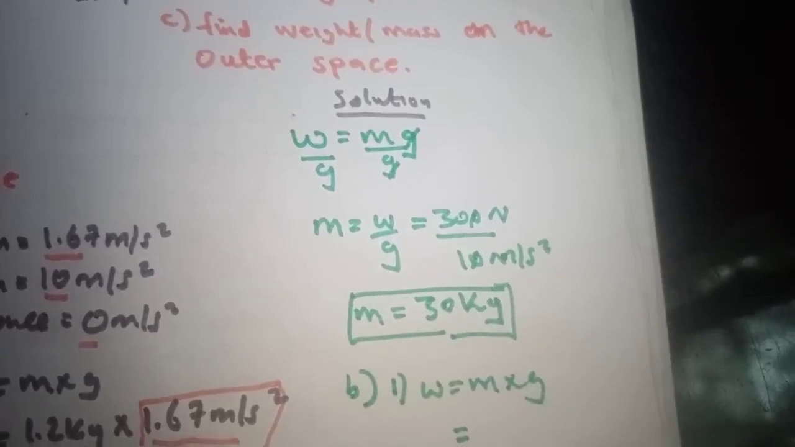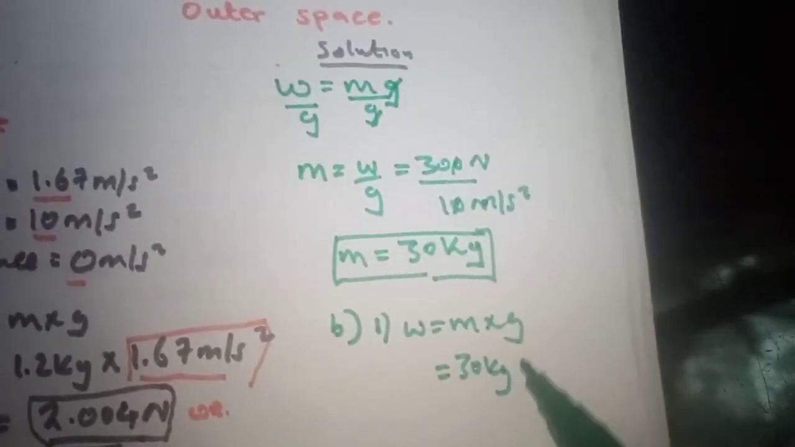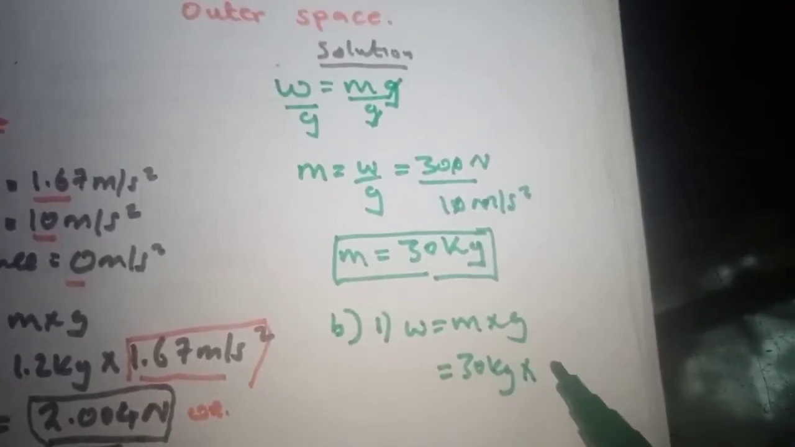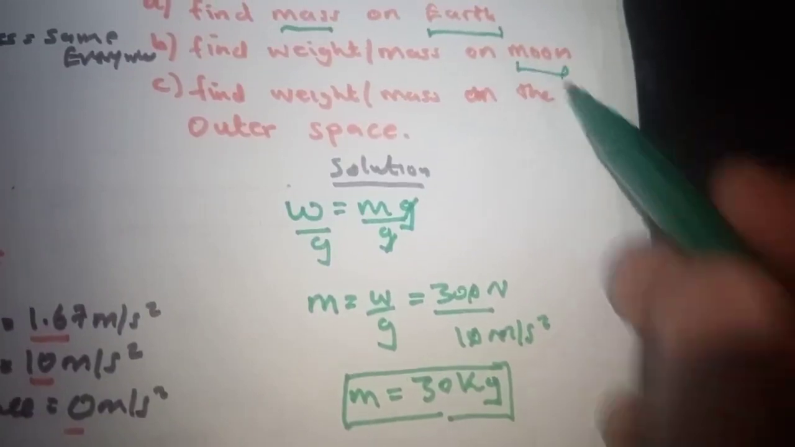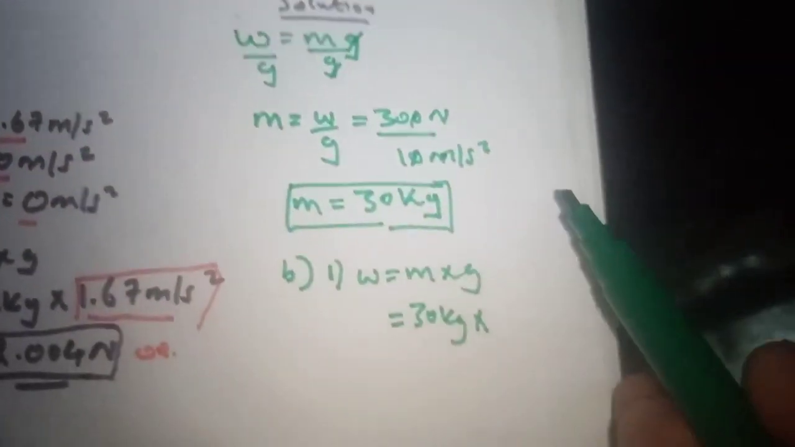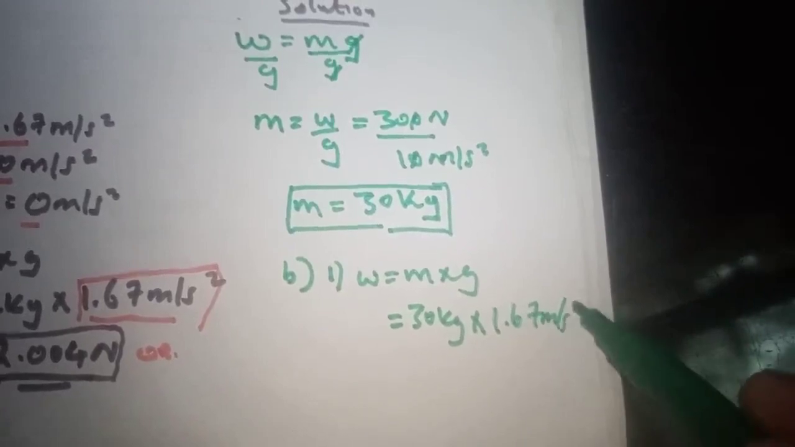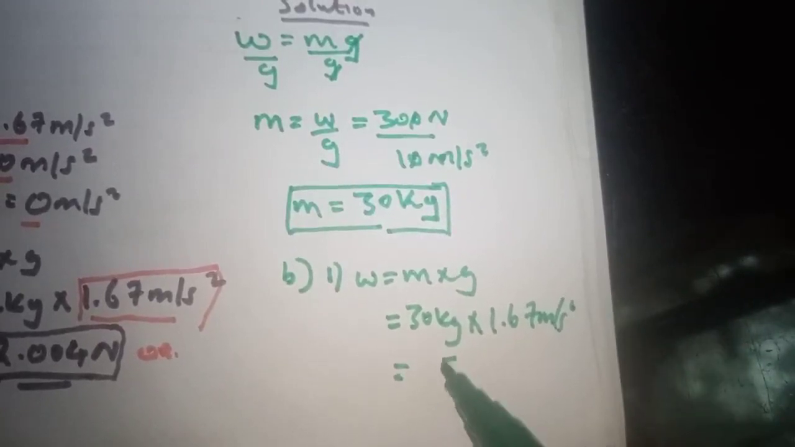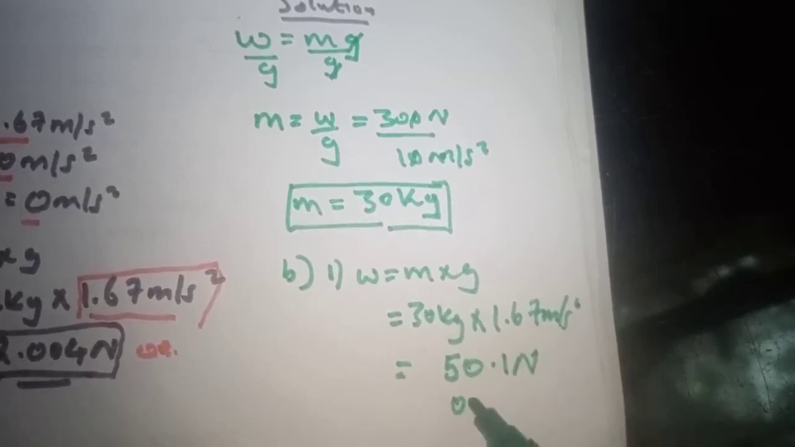The mass is still 30 times the gravity. Where are we calculating here on the question? On the moon, because the gravity on the moon is 1.67 meters per second squared. Multiply that, you get 50.1 newtons on the moon.